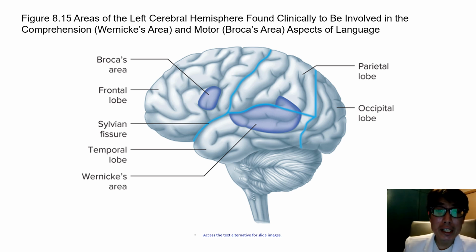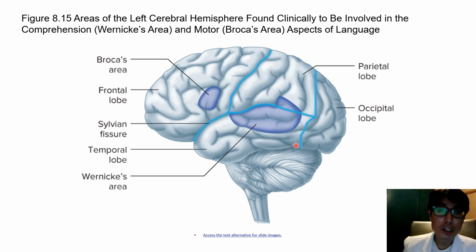Language is a complex process, and there are actually different parts of the brain involved with different aspects of language. For example, Broca's area, located in the frontal lobe, is the part of the brain responsible for expressing language, whether vocalizing it as oral language or expressing it in terms of written language. That's the domain of Broca's area.